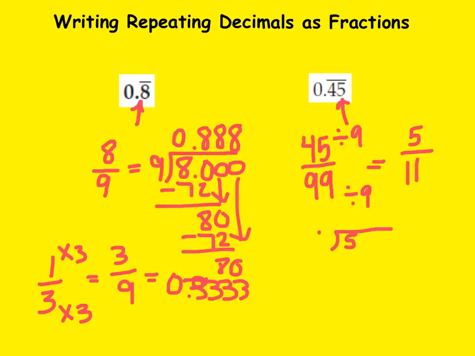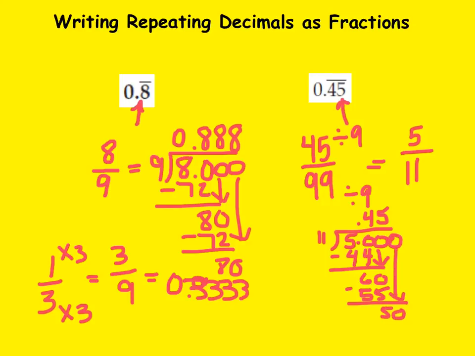5 divided by 11. 11 goes into 50 4 times. That's 44. So then when you subtract, you get 6. Bring down the 0. It goes in 5 times. That's 55. You subtract and get 5. Bring down the 0. 11 goes into 50 4 times. See how now it's starting to repeat. So you do end up with 0.45 with the bar over both the 4 and the 5.